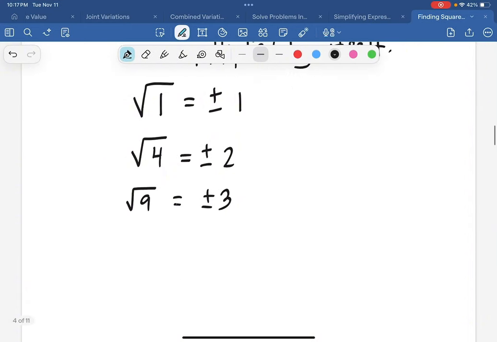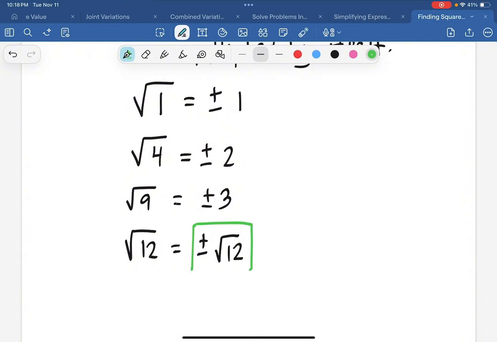Now, what if you are given this? The square root of, let's just say, 12. For now, at your level in grade 7, the answer for this would be positive and negative square root of 12. When you reach grade 9, this will be broken down into a simpler number. But for the meantime, just have this kind of answer. Again, you only do this if the number inside the square root or the radical sign is not a perfect square. And I hope that's clear.